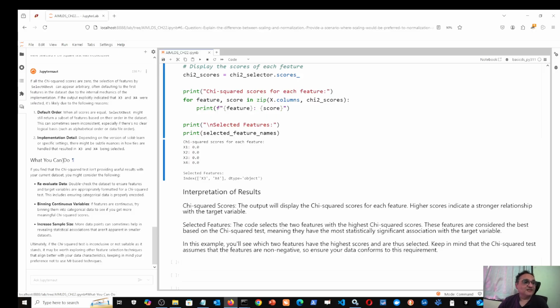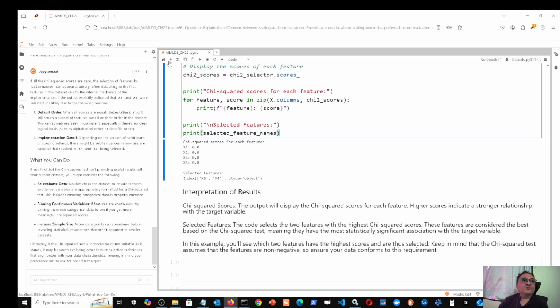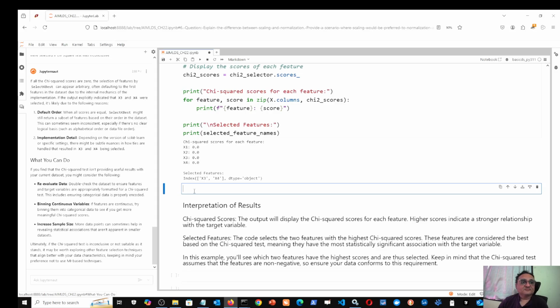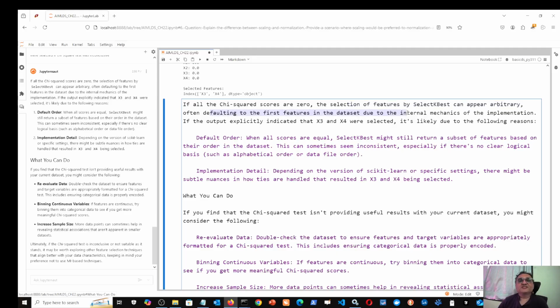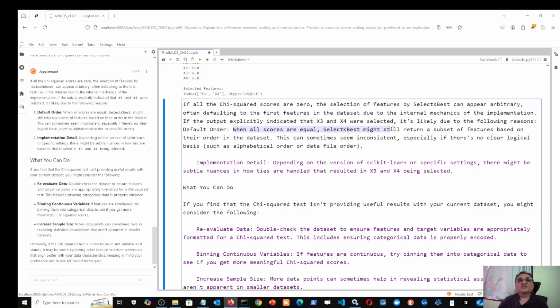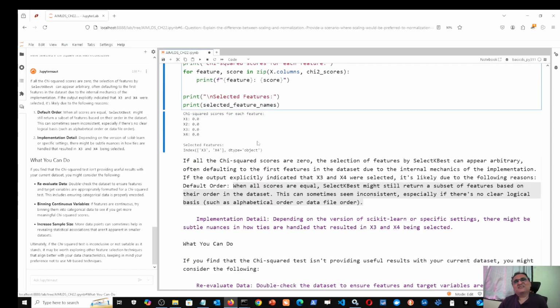Yes, now it is giving something that looks convincing to me. Okay, all this I can put as an extra note. It says that selection by SelectKBest can appear arbitrary, often defaulting to the first features in the dataset due to the internal mechanics of its implementation. If the output explicitly indicates it, it is likely that x3 and x4 were selected, then default order following may be the reason. When all scores are equal, SelectKBest might still return a subset of features based on their order in the dataset. Okay, now order wise also x3 and x4, maybe yes, it has selected the features with the highest values that you can see. So that is completely false logic.